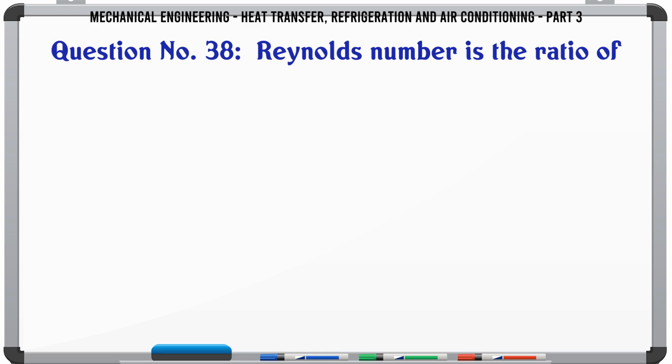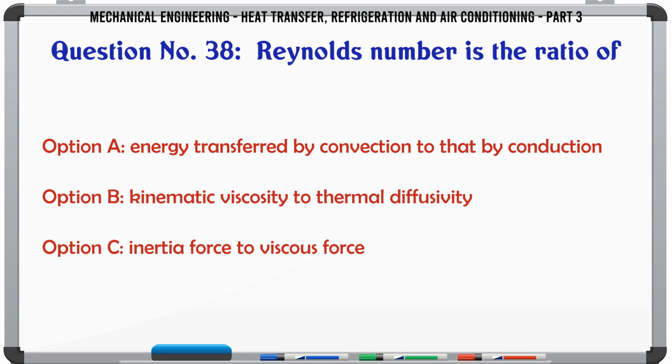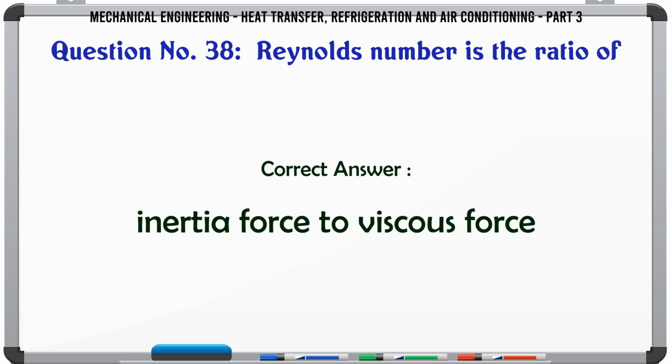Reynolds number is the ratio of: A. energy transferred by convection to that by conduction, B. kinematic viscosity to thermal diffusivity, C. inertia force to viscous force, D. none of the above. The correct answer is inertia force to viscous force.